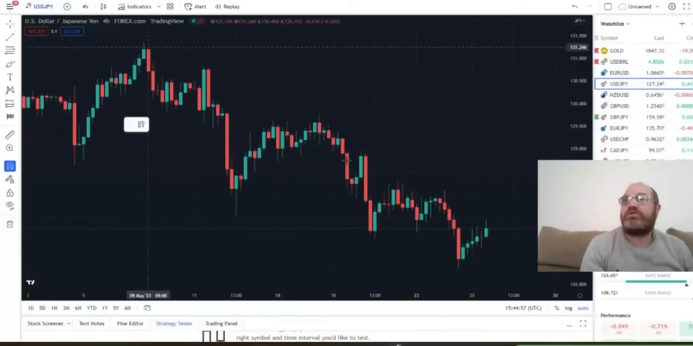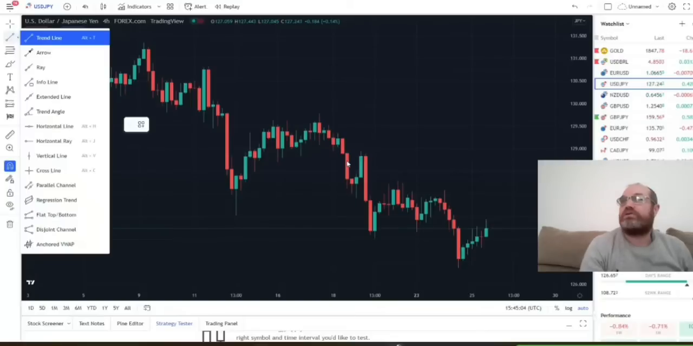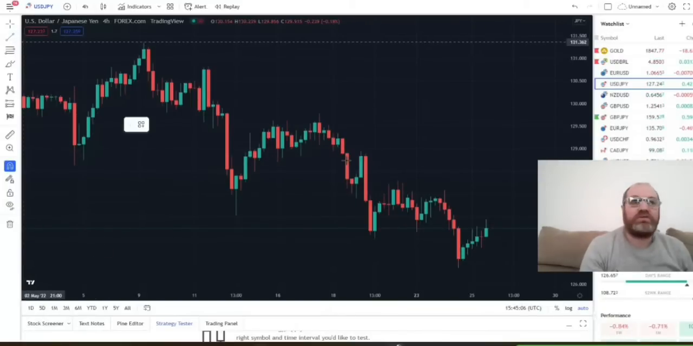You can indicate a trend after two tops or bottoms. Okay, I'll show you. So we take a trend line. You find it on the left side over here.